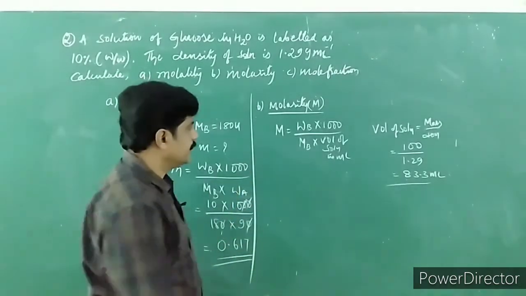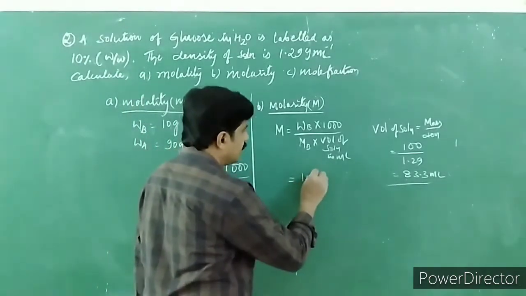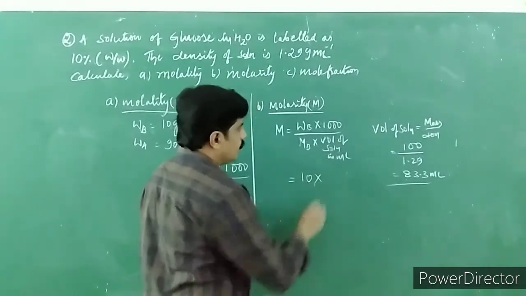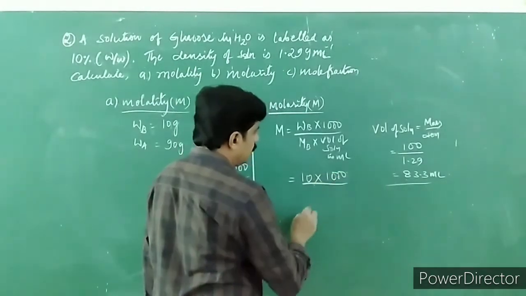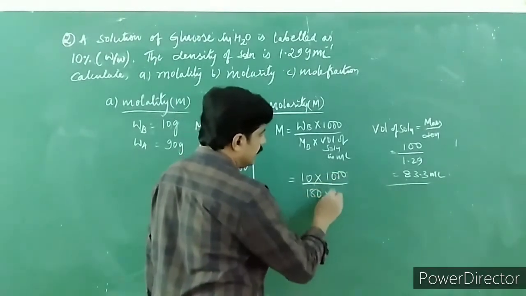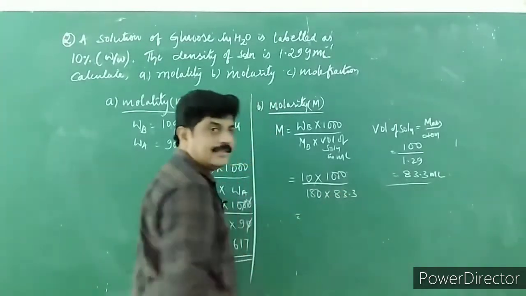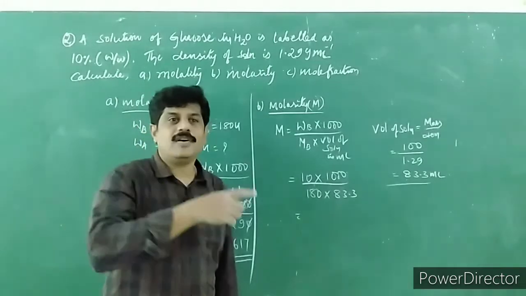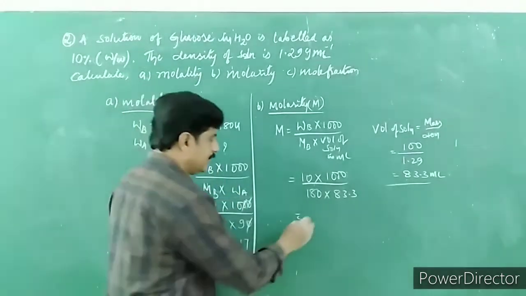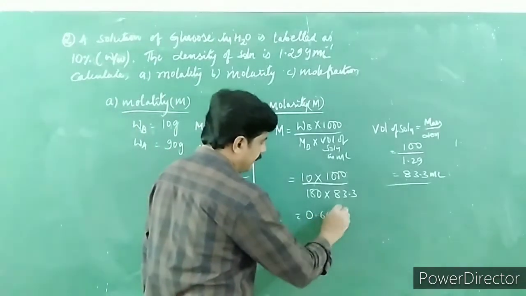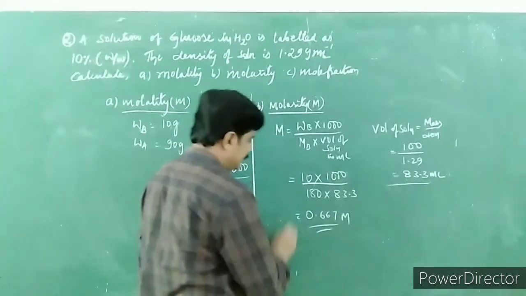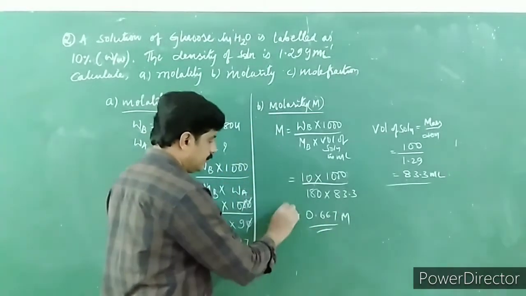Now I'm going to substitute. WB, you know, is 10,000 upon MB, which is 180, into the volume of the solution, 83.3. Children, if you go for calculation, you are going to get 0.667 molarity. This you need to remember.